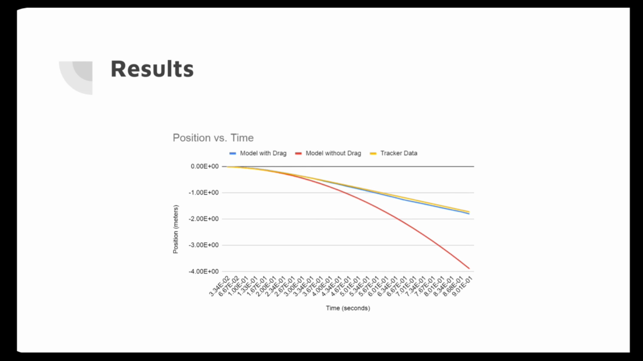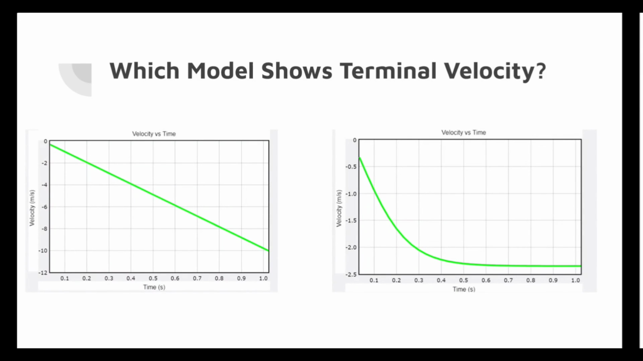There's a slight difference between the Tracker model and the model that does take drag into account on GlowScript, but it's a small amount and probably comes down just to measurement error with Tracker. For which model shows terminal velocity, you'll see that the model that does not take drag into account is on the left, and it has a constant acceleration and does not converge on any single velocity, whereas the model on the right, where drag is taken into account, converges on a velocity at the end, which means that this ending velocity is a terminal velocity.